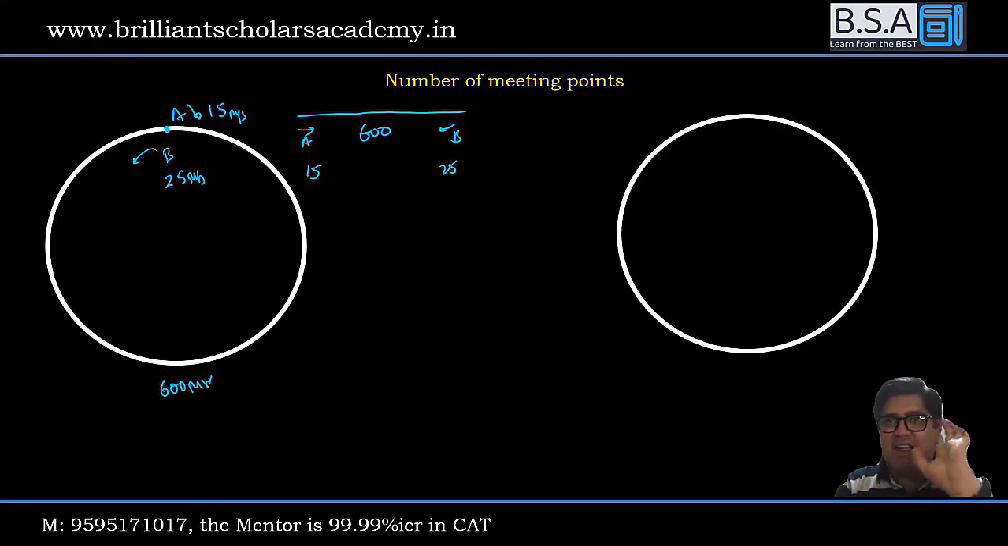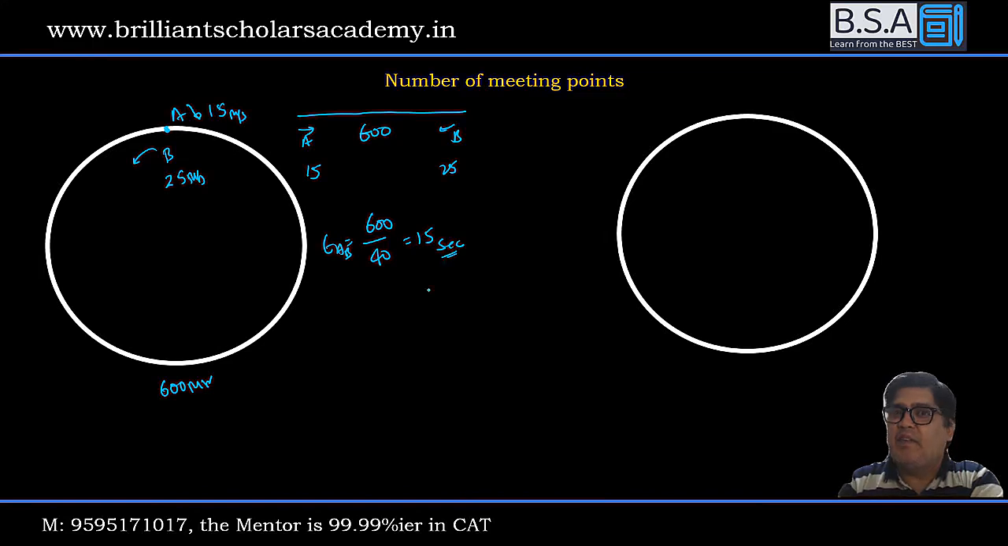Together they have to complete one circle to meet. The distance between them is 600. Together means combined speed is 40. So A and B will meet for the first time in 15 seconds. Let us say they meet somewhere here, for the first time. Because they have met there, it is a new race now. They will again meet after 15 seconds, 15 seconds, 15 seconds. If they keep on traveling, they will keep on meeting every 15 seconds.